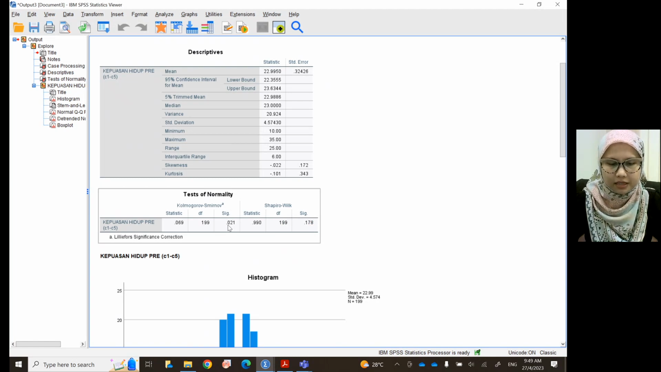Okay, if you still remember, if more than 0.05, our data is normally distributed. So you have decided that your data is normally distributed. What can you do? You can use parametric analysis.